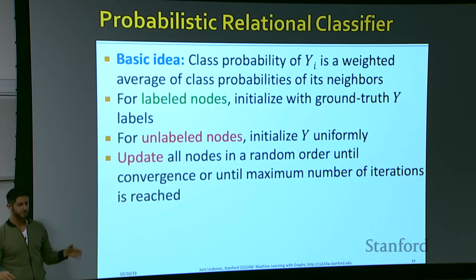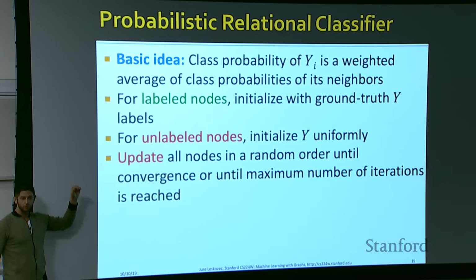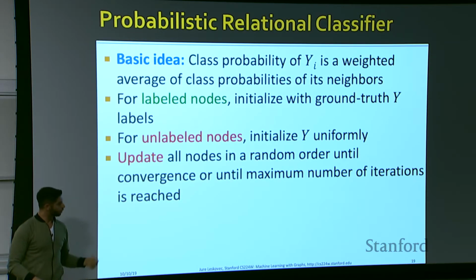So we're going to be basically assigning to all of them 0.5, and then through each iteration, these probabilities will converge towards the right value. And the way in which we do this processing is we're going to be updating all the nodes in random order until the convergence or our maximum number of iterations is reached.